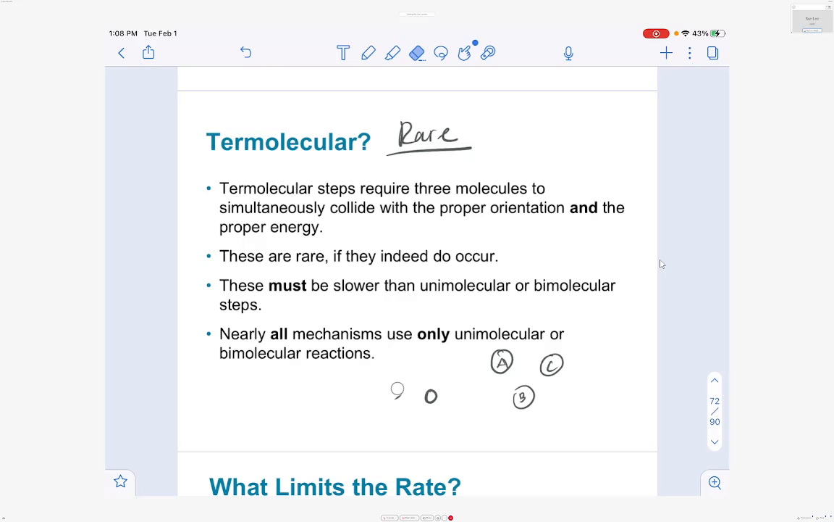if you have three reactants, all three molecules have to collide simultaneously with appropriate orientation and energy. And for all these three aspects to meet at once is extremely challenging. That's why termolecular reactions are very, very rare to observe. Termolecular reactions are much slower than unimolecular or bimolecular steps, and nearly all mechanisms that we will use are going to be unimolecular or bimolecular reactions.